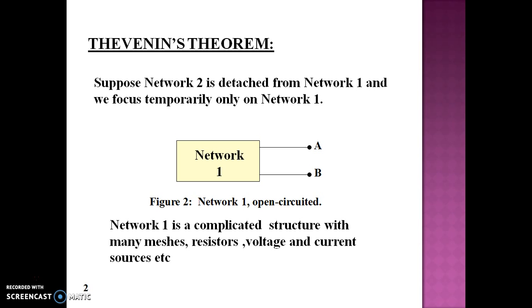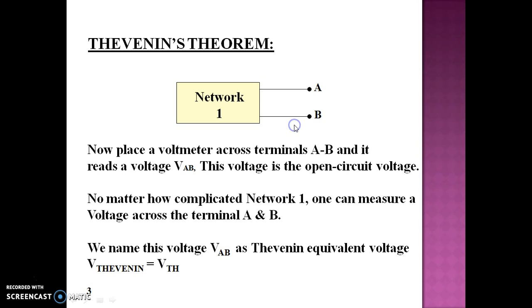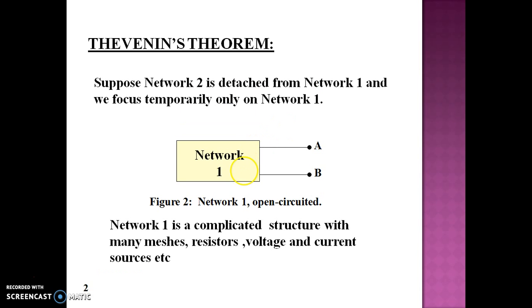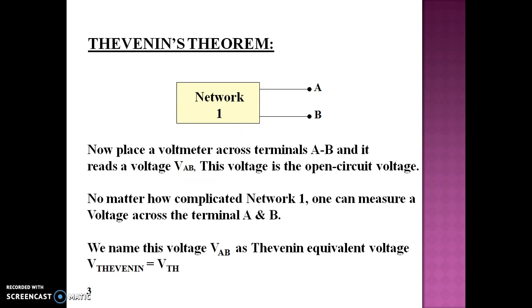Suppose network 2 is detached from network 1. We temporarily focus on network 1 and the circuit will be like this. This network 1 is a complicated structure with many meshes, resistance, voltage and current source. Now our aim is to find the voltage across the terminal AB.